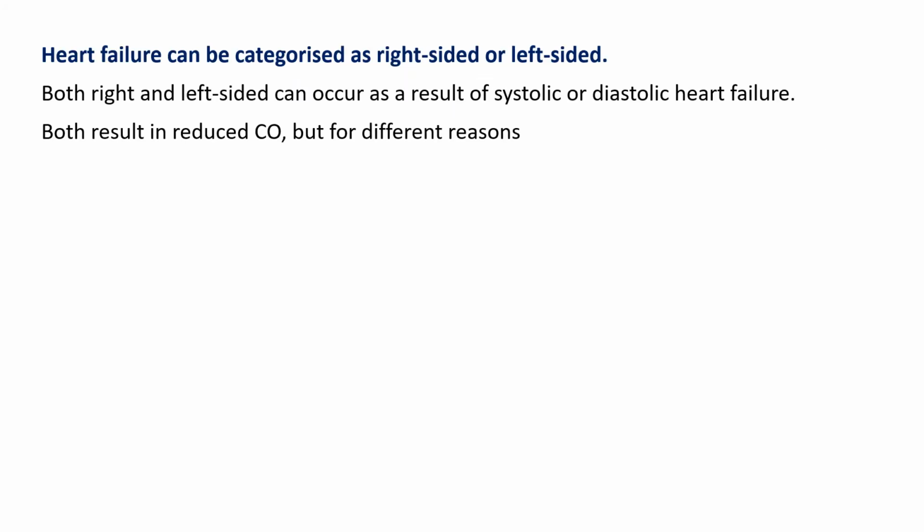Which brings us on to another way of categorizing heart failure. And this will really lead into our signs and symptoms because it has an impact on what we see. Heart failure can be categorized as right-sided or left-sided. The heart has a left side and a right side. Both right and left-sided can occur as a result of systolic or diastolic heart failure. Both result in reduced cardiac output, but for different reasons.